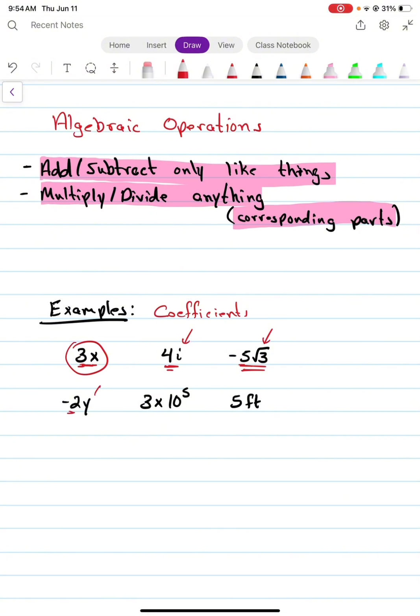-2y says I have that many y's. 3 times 10 to the 5th, even scientific notation. The 3 is the coefficient. It tells you how many 10 to the 5ths I have. Anytime you have units like 5 feet, 5 tells you how many feet you have. Now let's look at some actual examples where we're going to look at things that you can add and subtract, things that you can't, and then how you actually multiply and divide.